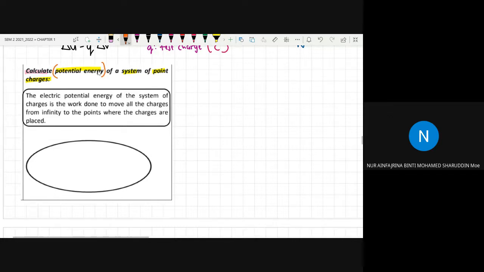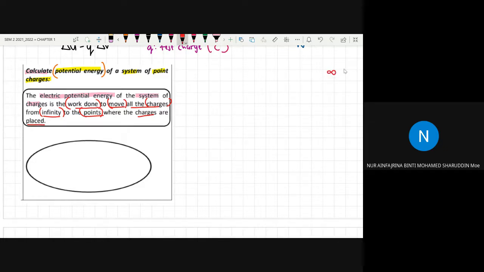So, apa yang dia cuba sampaikan sebenarnya? Alright, so dia cuba sampaikan, dia kata electric potential energy of the system of charges, of course charges, adalah work done, is the work done to move all the charges from infinity to the points where the charge are placed. Okay, ayat ni macam pening kan? So Miss lukis.